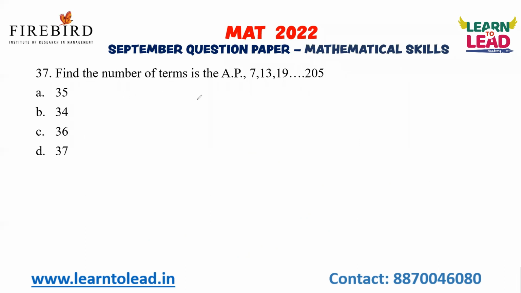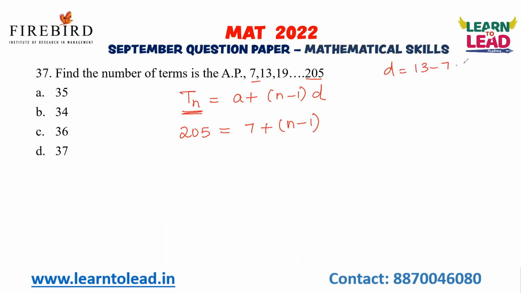Find the number of terms in the arithmetic progression. See, you know the first term and last term, right? Then you can use the formula, a plus n minus 1 into d. And the nth term is 205, and the first term is 7, plus n minus 1 into d, where the difference d is equal to second term minus first term, the value is 6. So 205 minus 7 is equal to 6n minus 6.